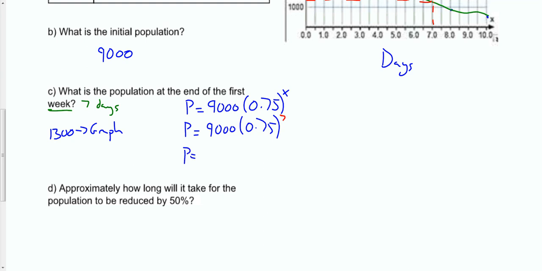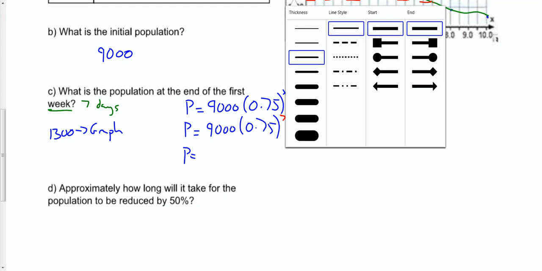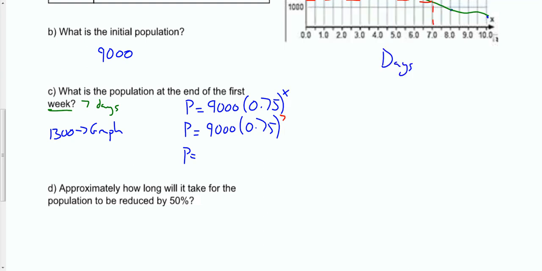And I'm going to do, again, bear in mind that the base and the exponent, according to the rules of Bedmas, need to be dealt with first, okay? So we're going to put in 0.75 raised to the exponent 7 times 9,000, and that's going to give me approximately 1,201. Okay, so there should be about 1,201 flies at the end of the first week.